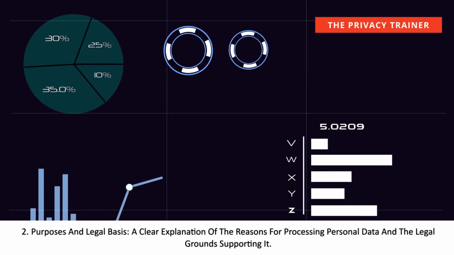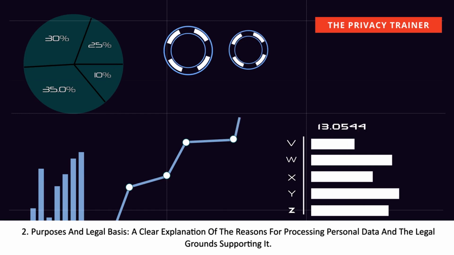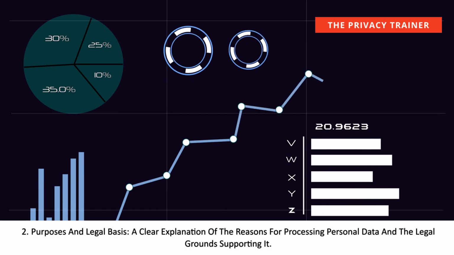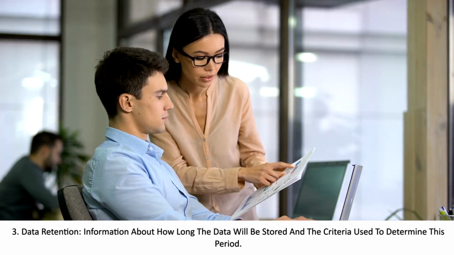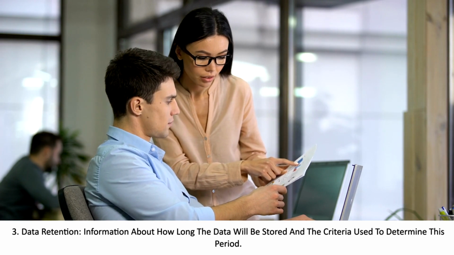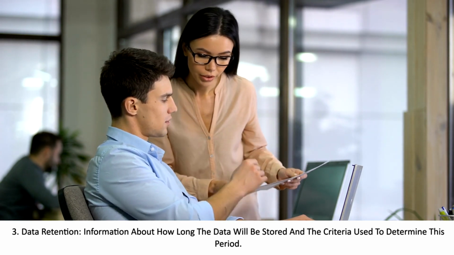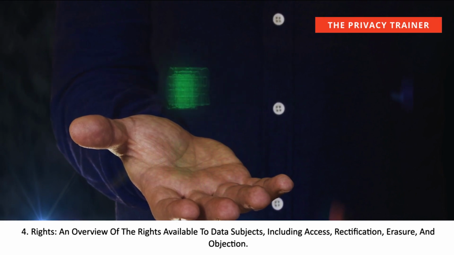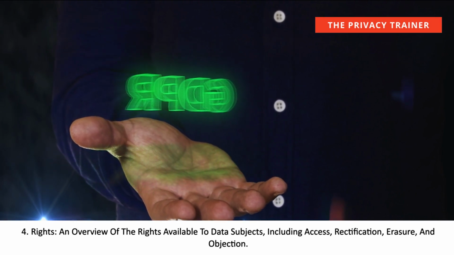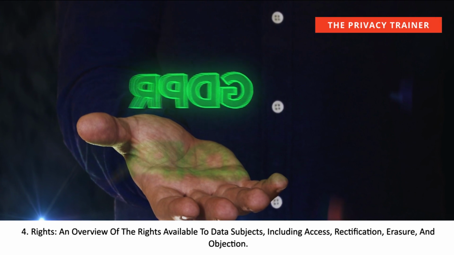2. Purposes and legal basis. A clear explanation of the reasons for processing personal data and the legal grounds supporting it. 3. Data retention. Information about how long the data will be stored and the criteria used to determine this period. 4. Rights. An overview of the rights available to data subjects, including access, rectification, erasure, and objection.